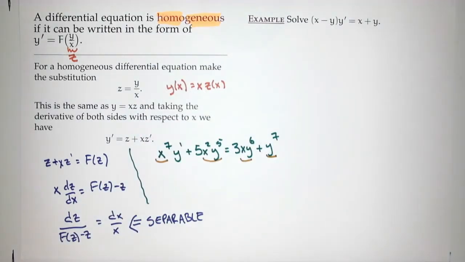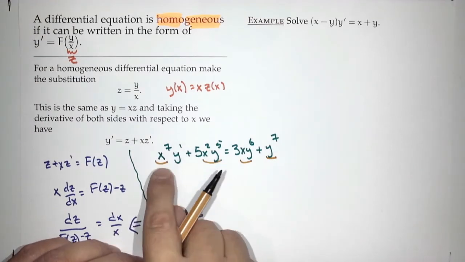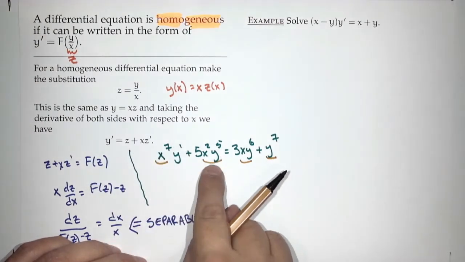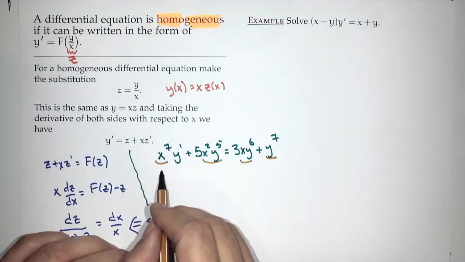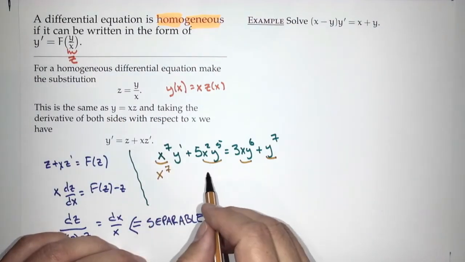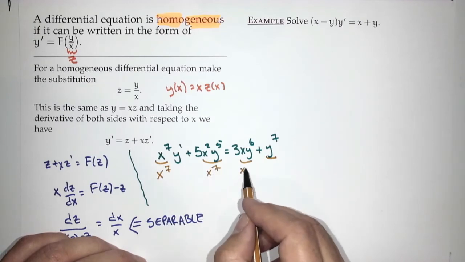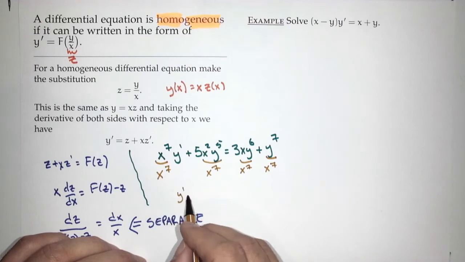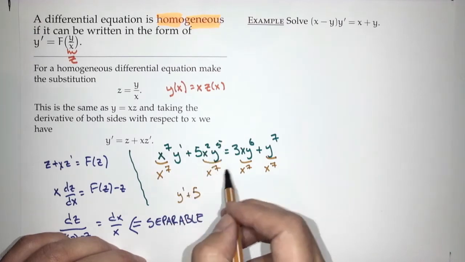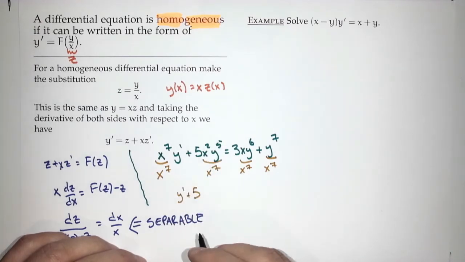And now, since they all have that, if that's the case, you can transform it to look like this. And the way you transform it is you just divide everything by the appropriate term. So in this case, I'll divide everything by x to the 7th. And you'll see, lo and behold, you'll get y prime plus 5. What happens here? What do you get?